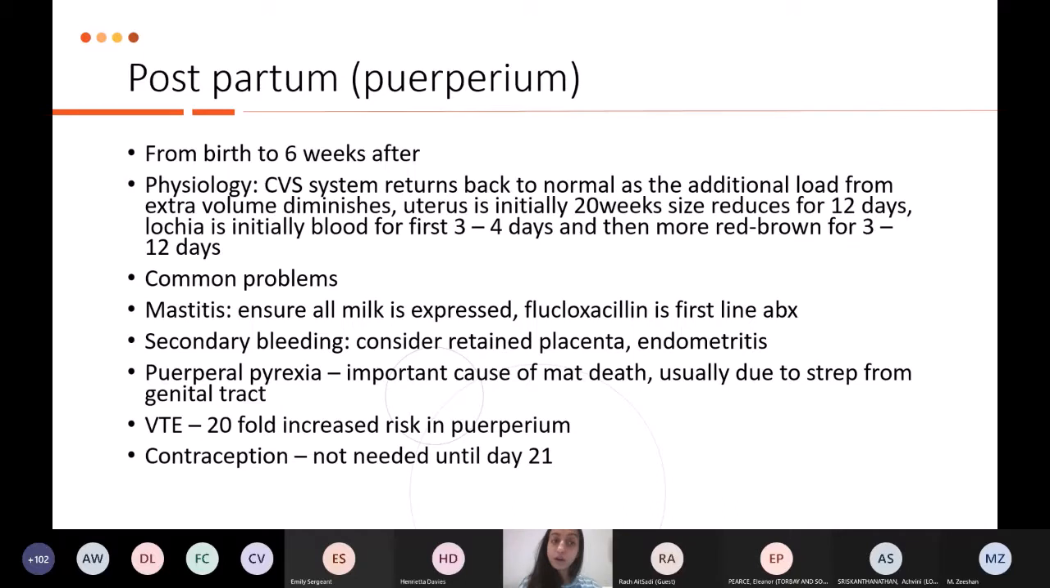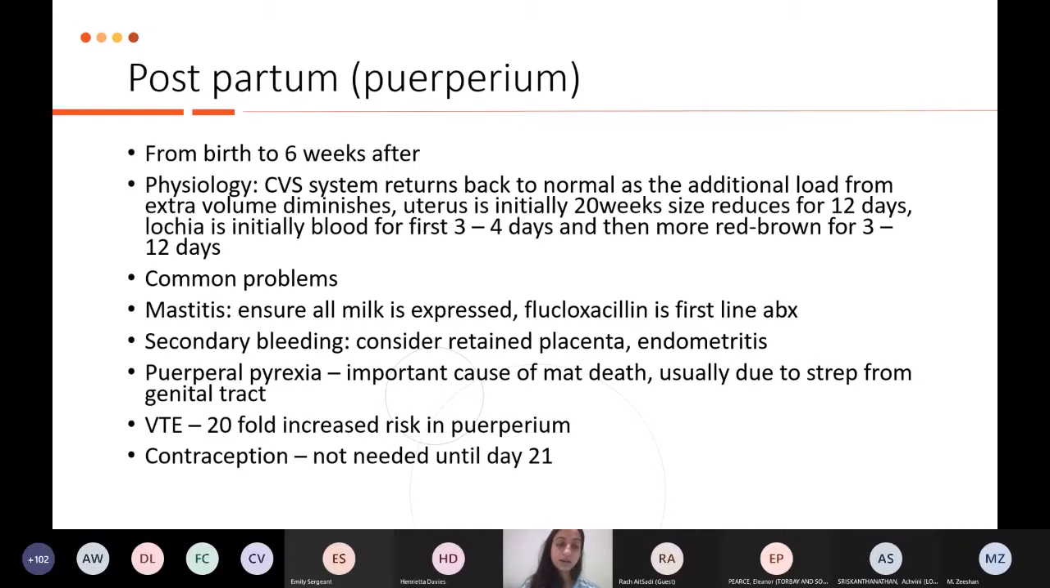So things that are quite common are mastitis. You may see women who come in with enlarged, engorged, red, painful breasts. They may have fever, feeling unwell. Depending on how they present, if you think they're septic, you would send them into hospital. Or if you think you can treat them in the community, you might give them flucloxacillin as first line. And you would explain to them that they should continue to express all the breast milk to help the tissue clear out, basically.